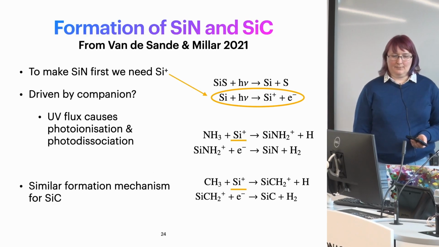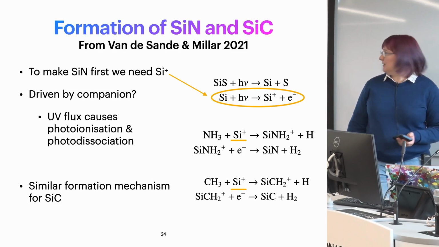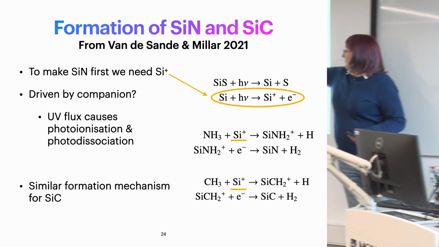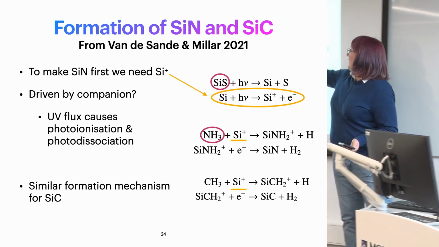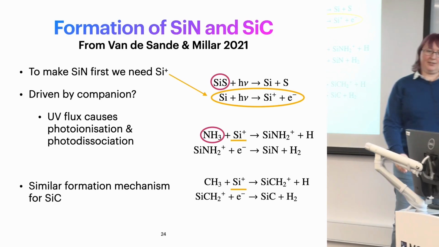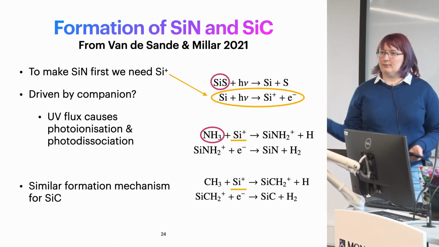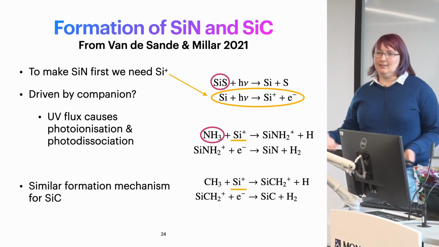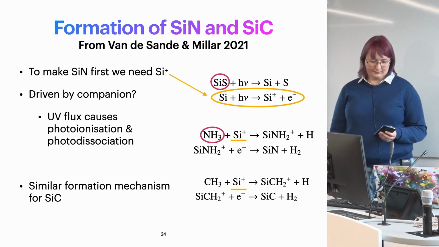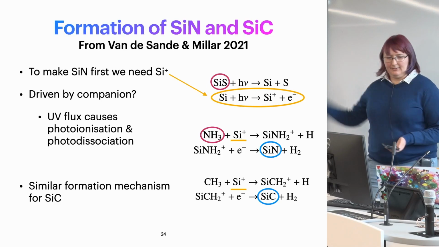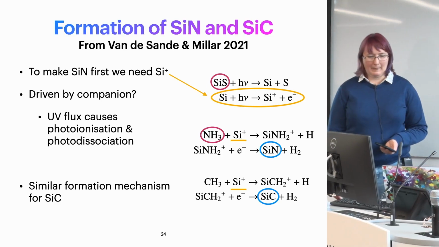So we have the Si from UV flux, maybe. We'll get to that in a moment. And SiS and NH3 are parent species, so they're formed in the atmosphere of the star, and there's a lot of them around, we don't have to worry about forming those. And yeah, so that's how we get SiN and SiC.